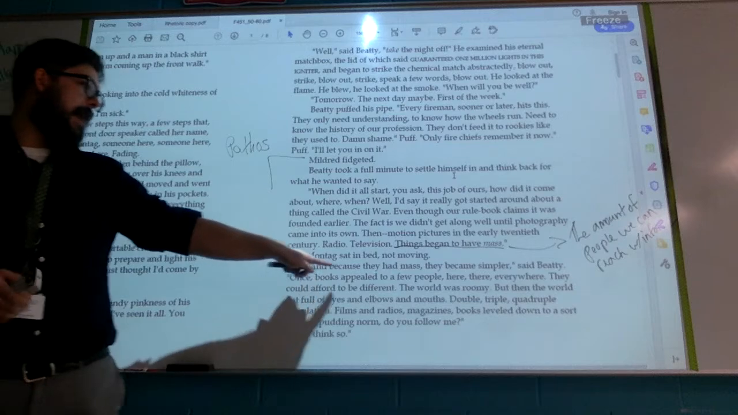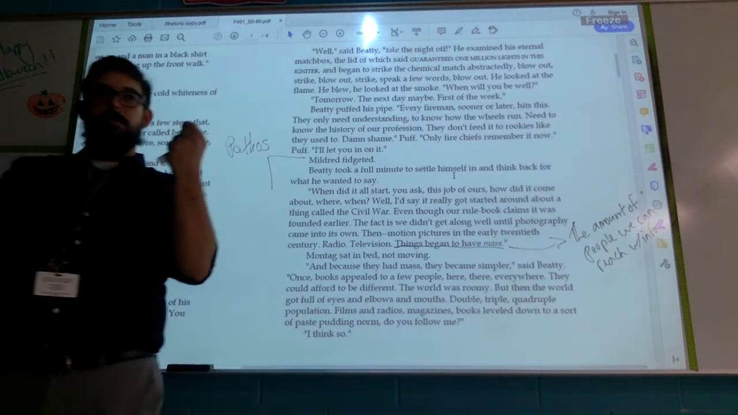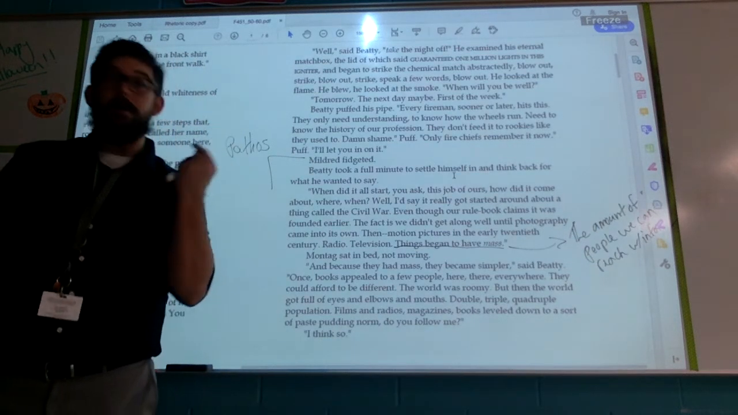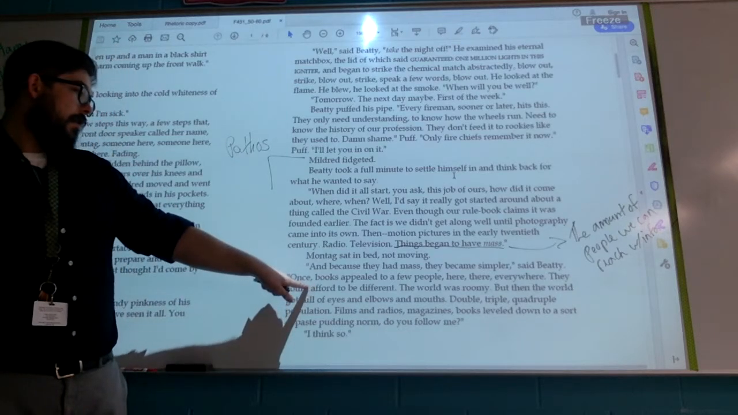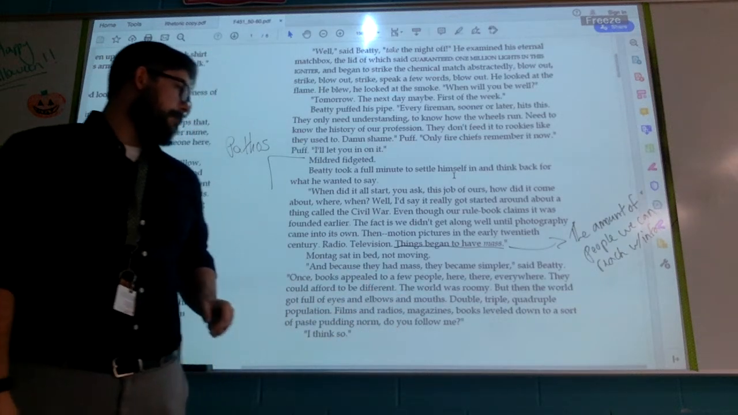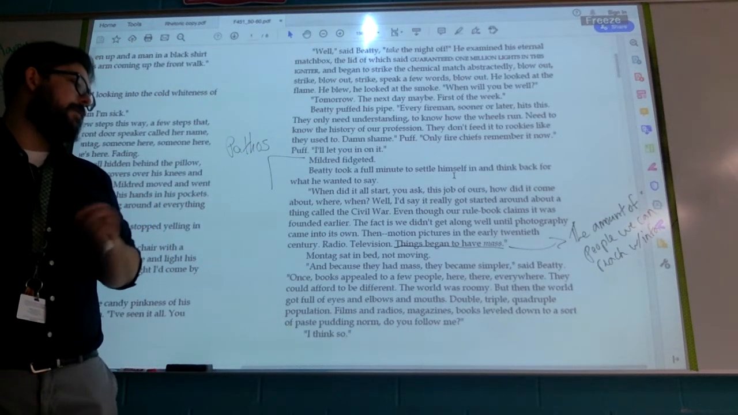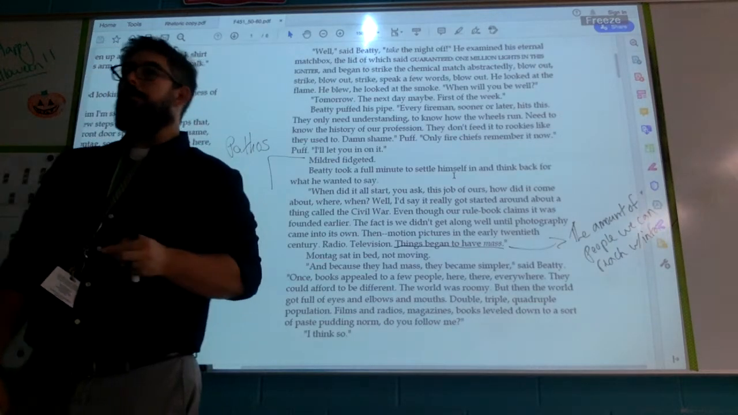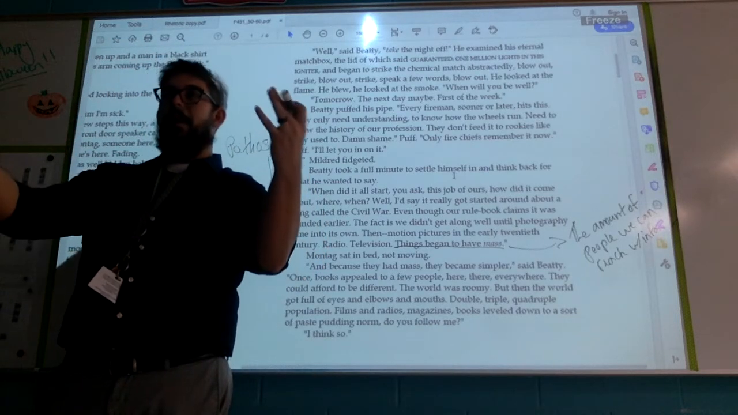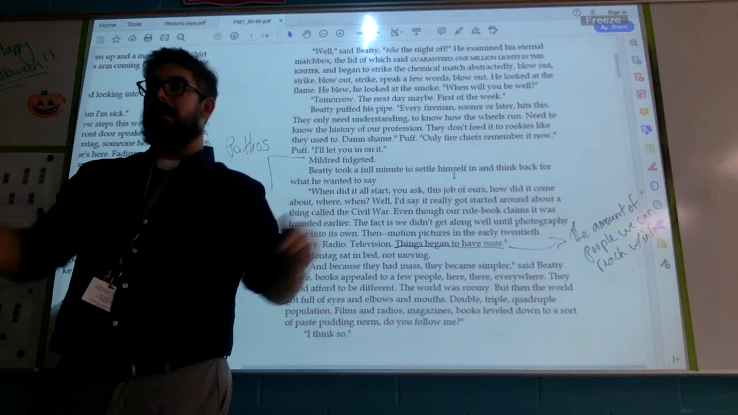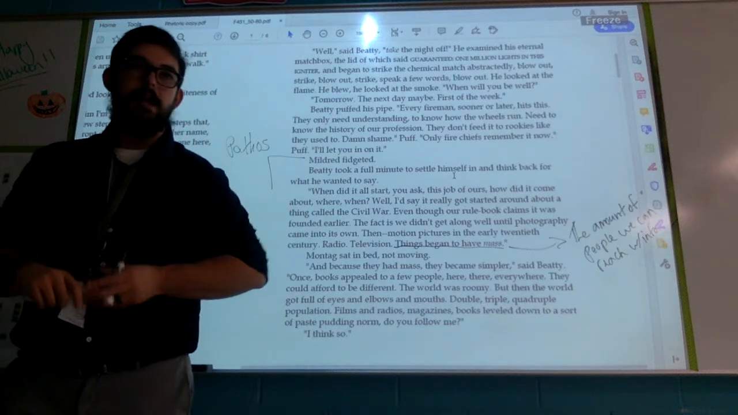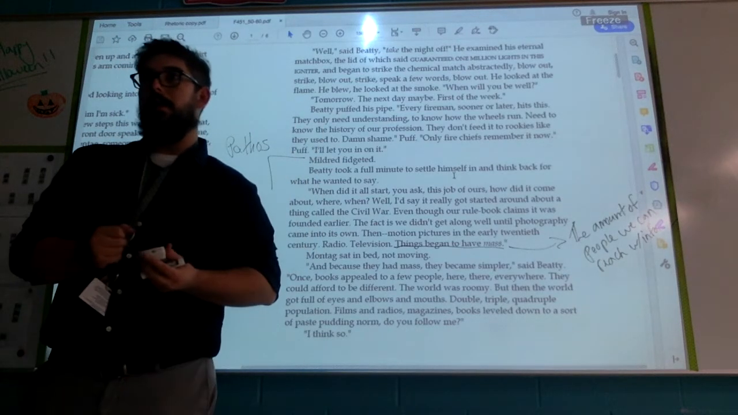As I said down here, because they had mass, they became simpler. It's difficult to get, let's say, 1,000 people to understand something really difficult. So we make it really simple for you to understand. Once books appealed to a few people, here, there, everywhere, they could afford to be different. The world was roomy, but then the world got full of eyes and elbows and mouths. Double, triple, quadruple populations. What we're seeing now, right? It's difficult to have a really hard to understand concept where everyone gets it, or teaching everyone through TV or through the news. Goodness gracious, the news itself. Instead, we have to keep it really short and simple.